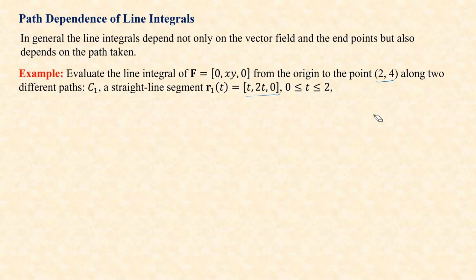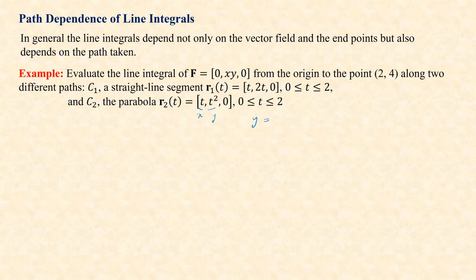And then the other path we want to take is the parabola R2 of t, which is t squared, and 0. Here, if this is x and this is y, y is equal to x squared. This is a parabola. So we have these two paths. We want to see what is the line integral of f along each path.